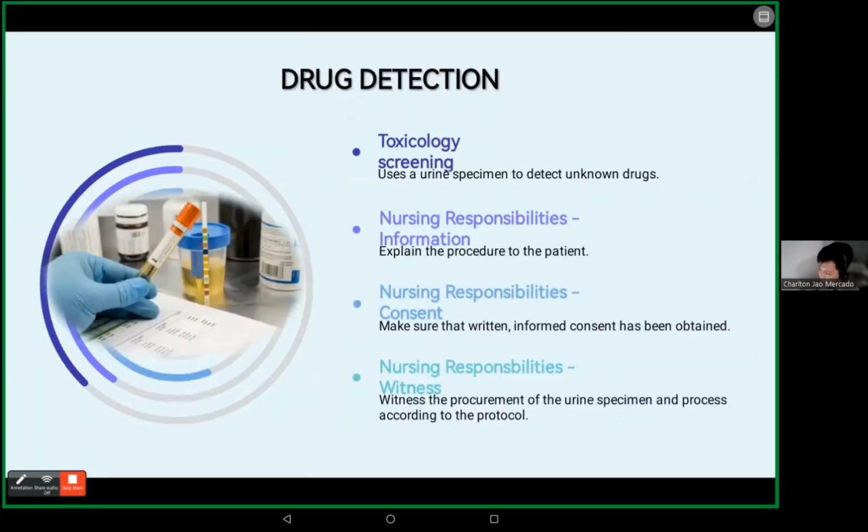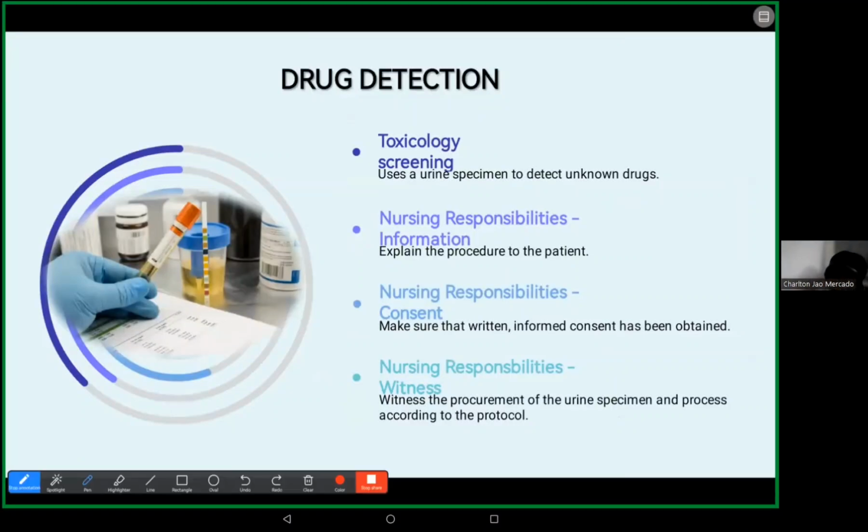Next is we have the drug detection. So this is most specifically useful sa mga may drug dependence or yung mga substance abuse patients. So, sa mga nakapag-work na before, no, kung nagpa-drug test kayo, ito po yun, drug detection. So, anong ginagamit natin dito?